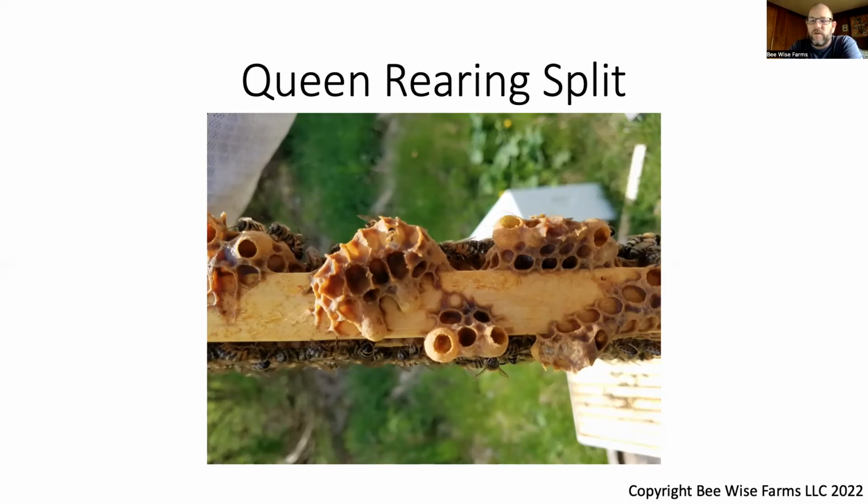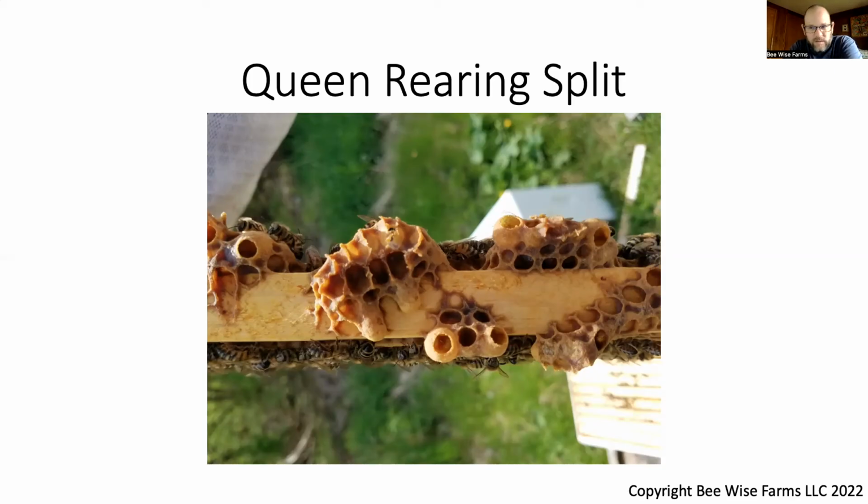You can usually do this. I usually do this in a 3-frame setup. I know folks like Mike Bush promote a 2-frame setup doing this, but I like a 3-frame setup. And basically what I mean by that is that if you find a brood frame that has lots of active queen cells on them, you take that frame and you put it in there.